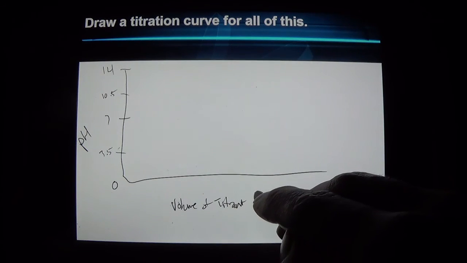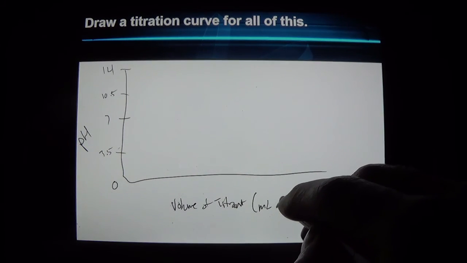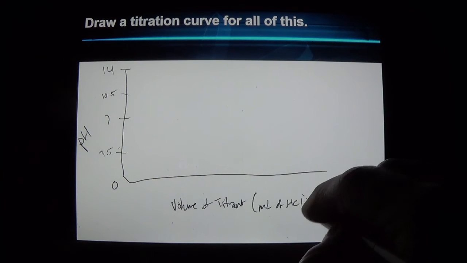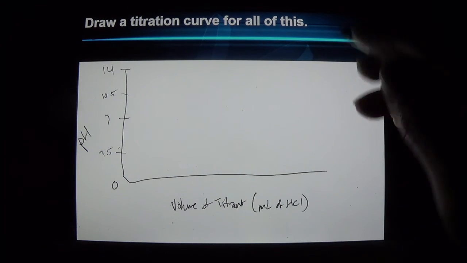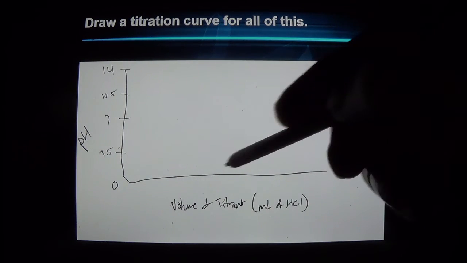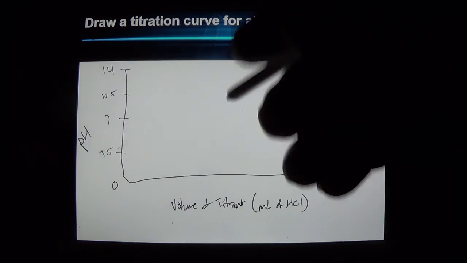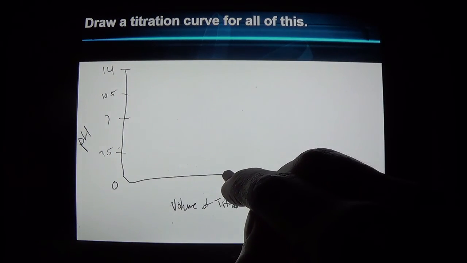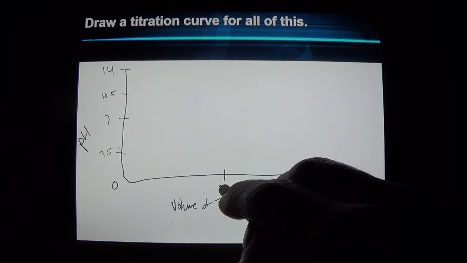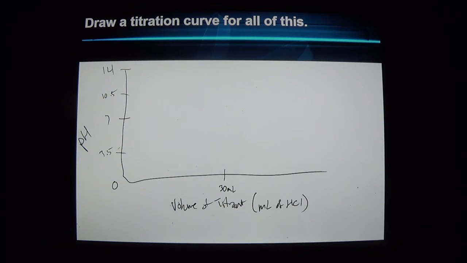What that is in our case is milliliters of hydrochloric acid. But it's always going to be the volume of what's dripping out of your burette that we put on the bottom here. So I start with 0 dripped out of my burette, and I have already found out that the equivalence point is going to be at 30 milliliters. So I'm going to put that in the middle of my graph, and that's kind of standard practice.